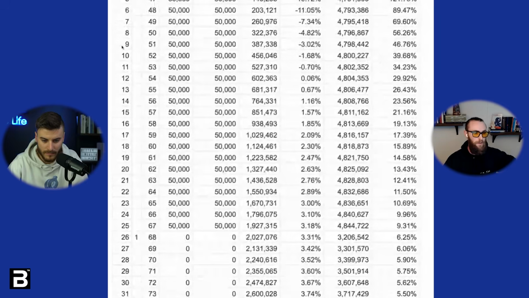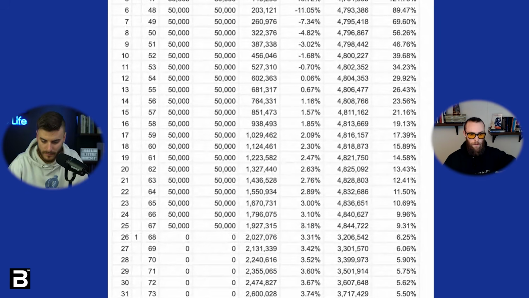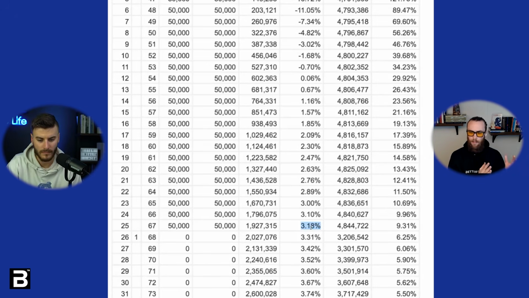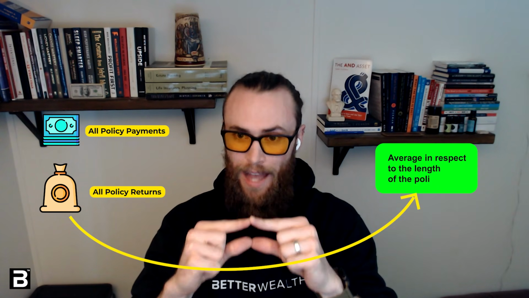So if you look down here at the 25-year mark, we're going to highlight this and have it in the show notes, but we have a 3.18% internal rate of return. An internal rate of return, just for everybody watching, it's not saying how much my policy grew that year. Your policy grows a whole lot more in the later time frame of the policy than in the beginning. Internal rate of return is looking at all of the policy payments you've made and all of the returns that you've made, and then boils it down to the average for the length of the policy.